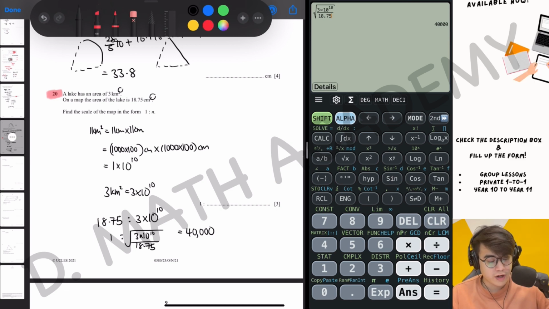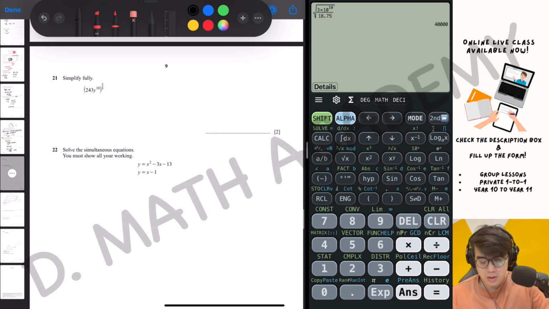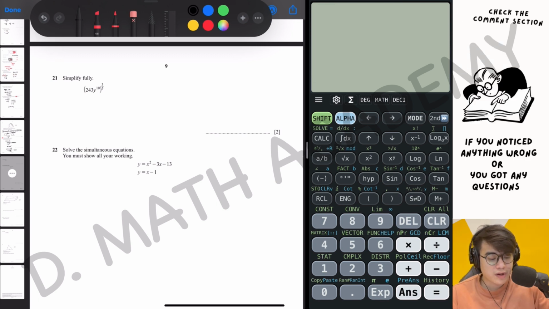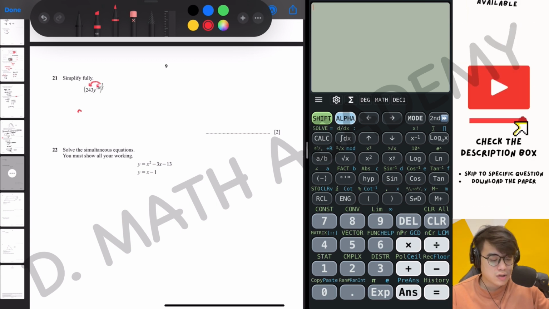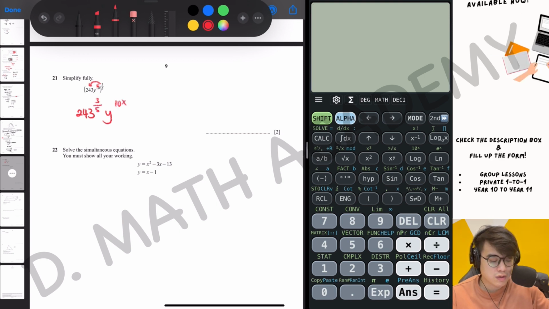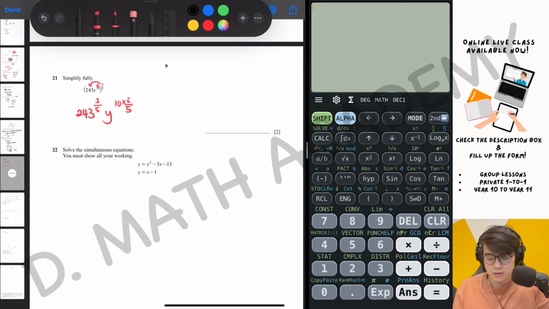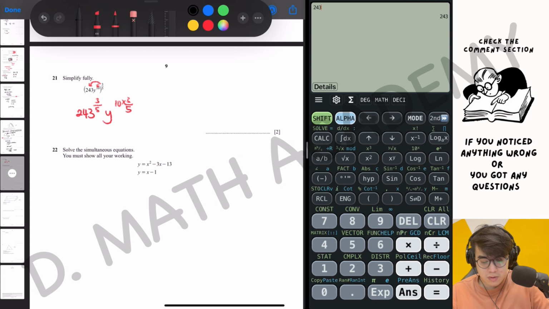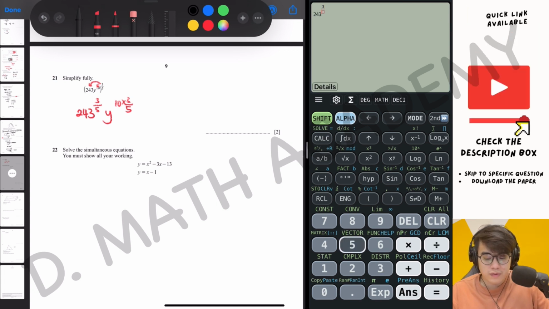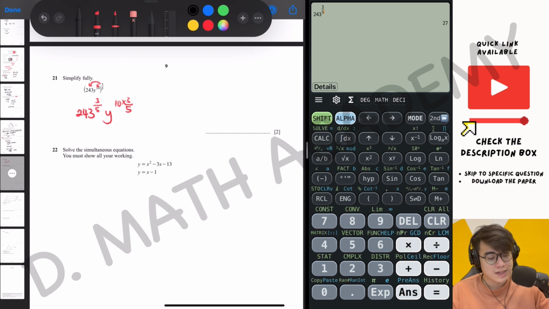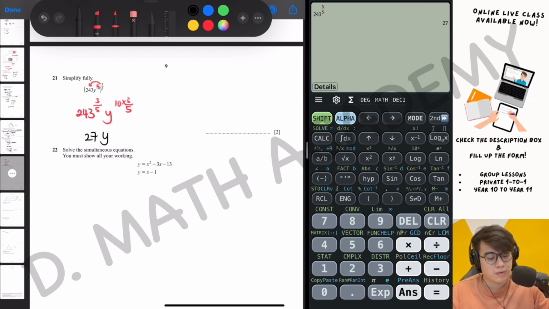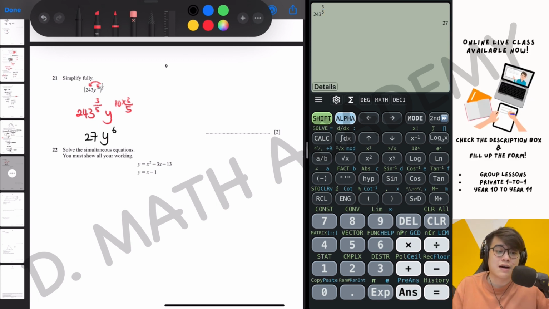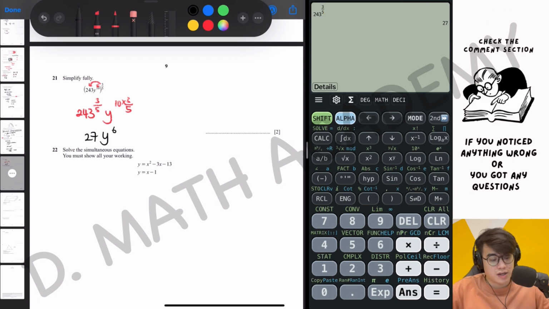Okay, moving on to question 21. For this, kindly remember this 3 over 5 here will be assigned to both of them. So if you wanted to key in your calculator, you should put in this x to the y button, 243 to the power of 3 over 5. Through this calculation, you will get your final answer as 27. And then your y will be 6. That's how you find your final answer here.